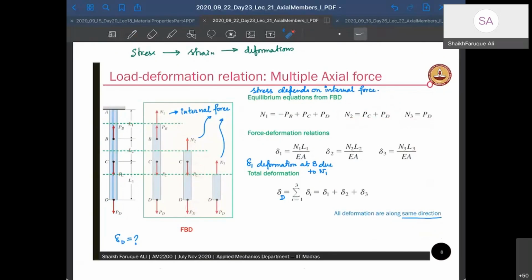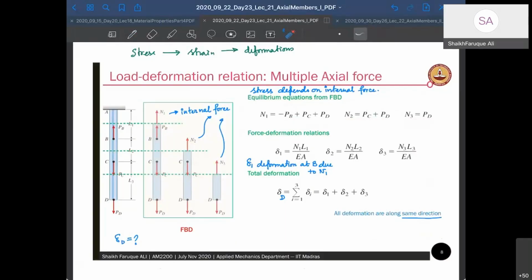Okay. Now the other cross section that I have here, let me take that. Another cross section I took, and there N1 is the internal force. So N1 is going to be, this is the negative side, right? So minus PB plus PC plus PD. Okay, that's my N1.